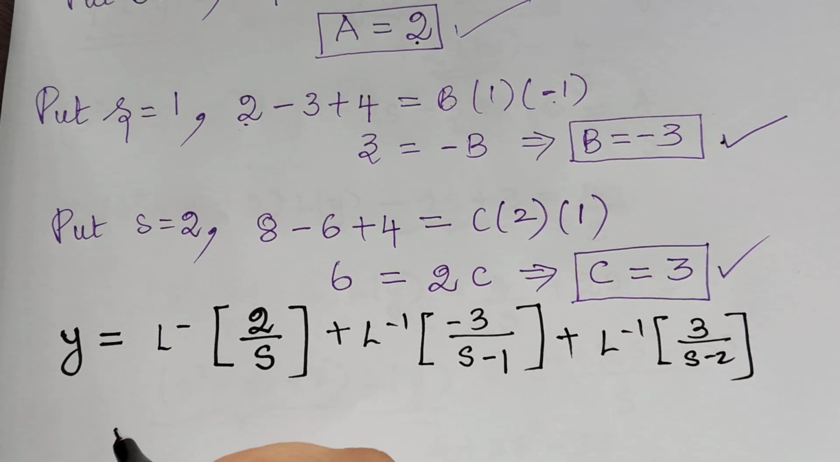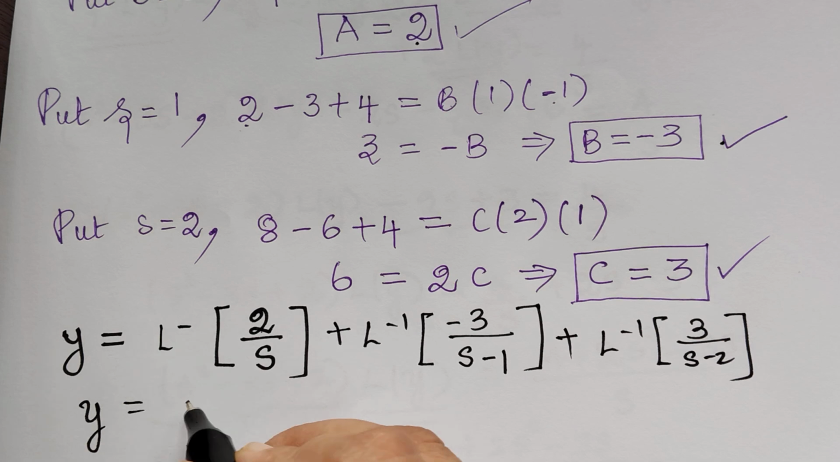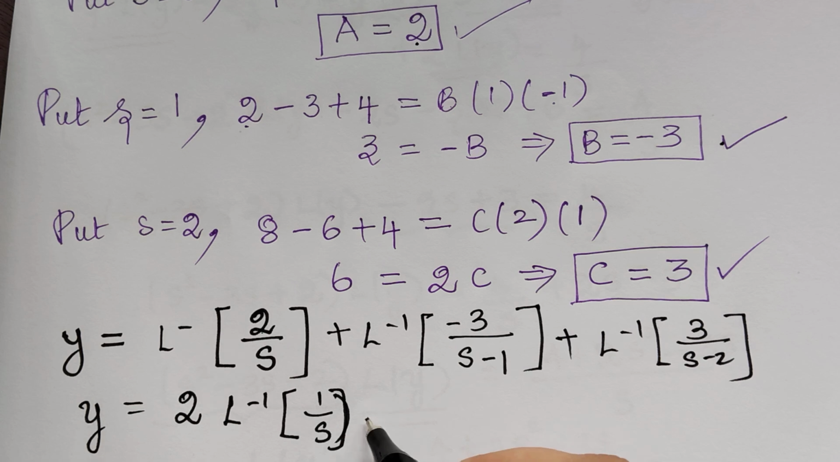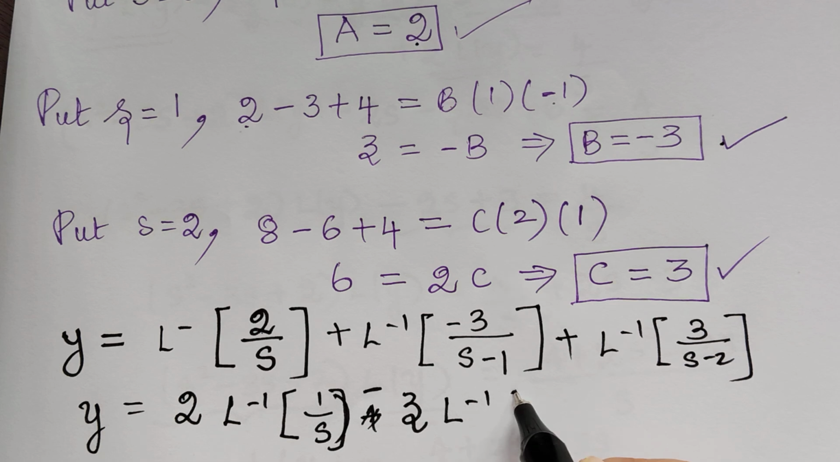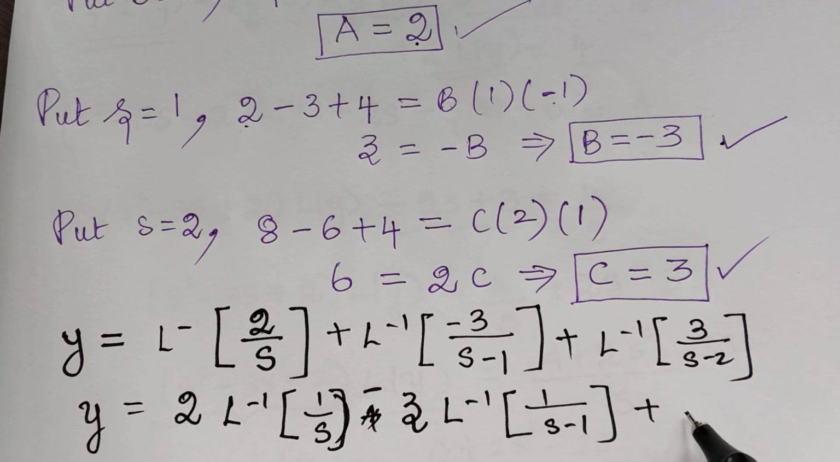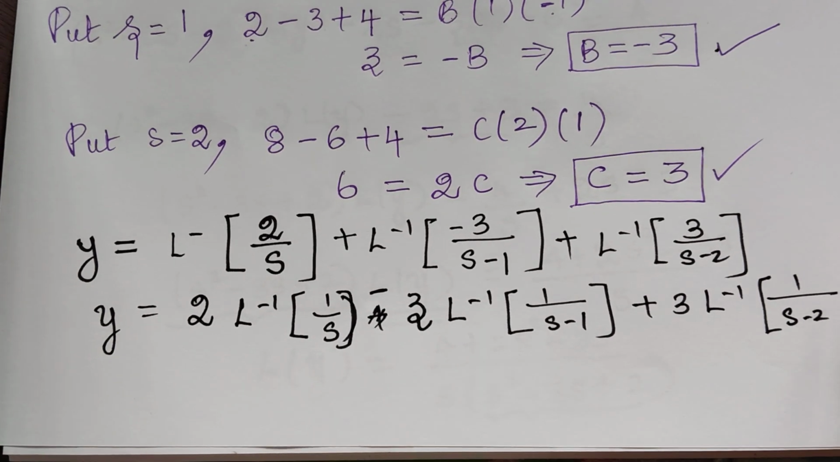Now we shall simplify this further. So y is equal to 2, we can take common out. So 2 multiplied with Laplace inverse of 1 by s, okay, plus minus 3 can be taken out. So minus 3 Laplace inverse of 1 by s minus 1. And then plus 3 can be taken out, Laplace inverse of 1 by s minus 2. So this is what we get.